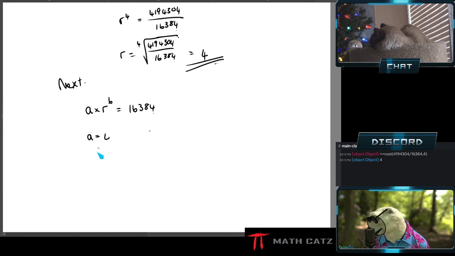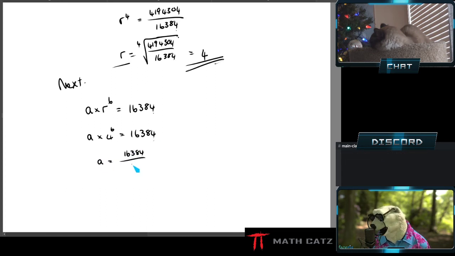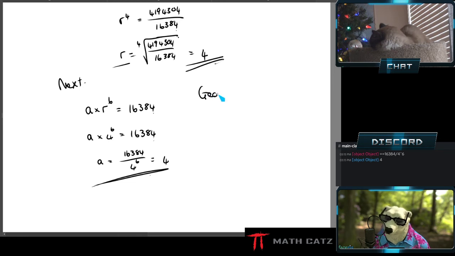So A is really A times 4 to the power of 6, because R is equal to 4, 16384. Therefore, the first term is 16384 divided by 4 to the 6. Calculator time. These numbers are bigger. 16384 divided by 4 to the power of 6. There's another 4. That's funny. So they're both 4.